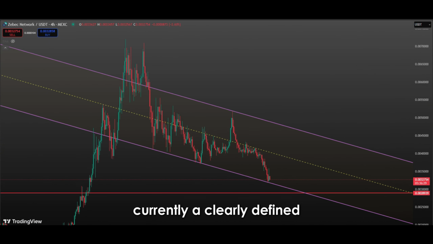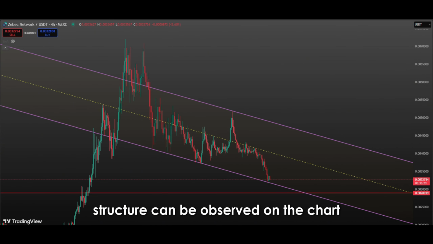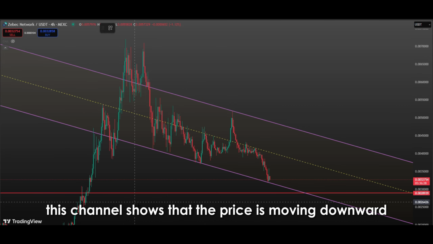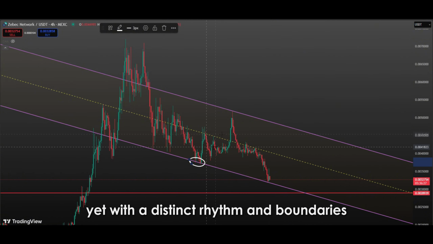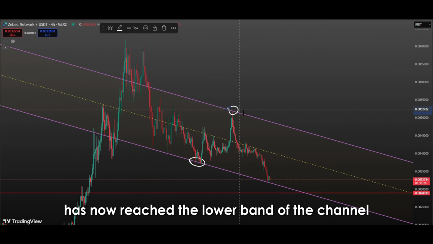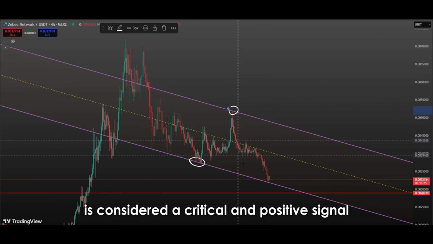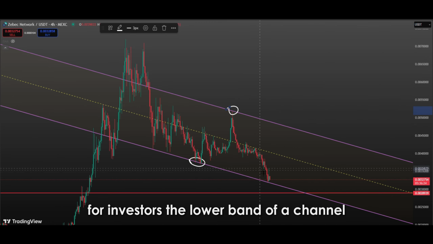Currently, a clearly defined downward channel structure can be observed on the chart. This channel shows that the price is moving downward in a steady and controlled manner, yet with a distinct rhythm and boundaries. The fact that the price has now reached the lower band of the channel is considered a critical and positive signal for investors.